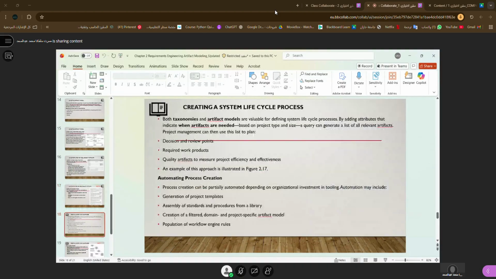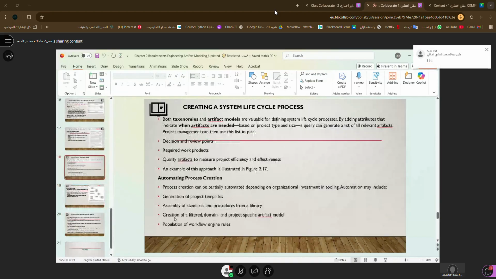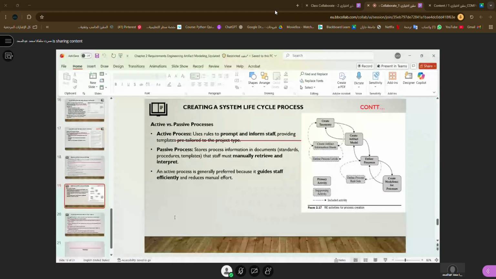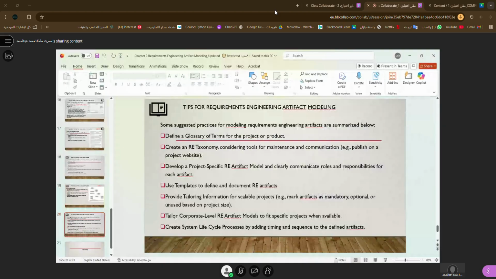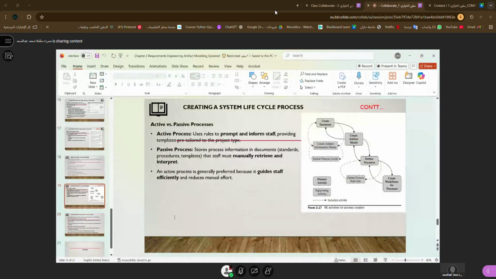The next, explain about creating a system lifecycle process. So you have to write about this, active versus passive process, up to this diagram. 2 slides. Explain about creating a system lifecycle process. Next is like short. What are the tips for requirements engineering artifact modeling?